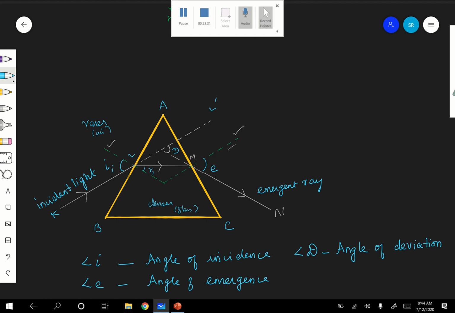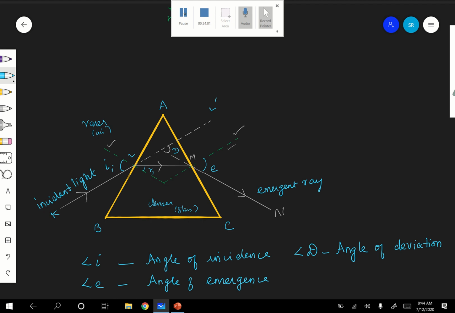Are you following? Okay, I1, R1. This is angle of incidence and angle of refraction. R1 is angle of refraction at the face, that is AB, first refraction. That is when it goes from rarer to denser medium. Then after that it goes from denser to rarer medium. That time, this becomes the incident ray, which becomes LM. LM is the incident ray for the second refraction from glass to air.